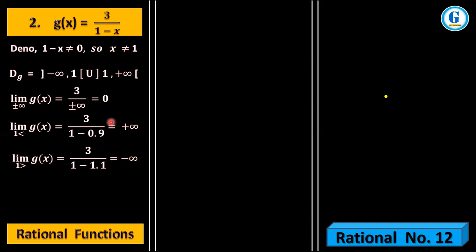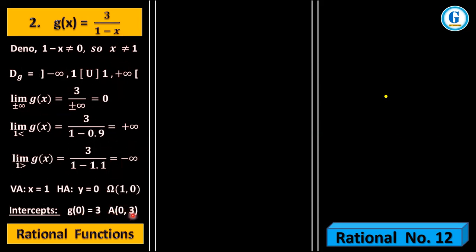We have the vertical asymptote from the domain of definition. The vertical asymptote is x equals 1, that's that line. And the horizontal asymptote from limits is the line y equals 0. Like I said before, the vertical asymptote you can see from the domain, and the horizontal asymptotes from limits. Now the intercepts: if x is equal to 0, y will be equal to 3. If y is equal to 0, there is no value of x. So we have just one intercept here: x equals 0, y equals 3.